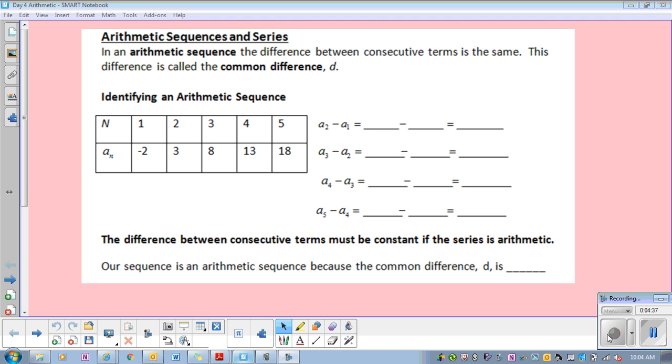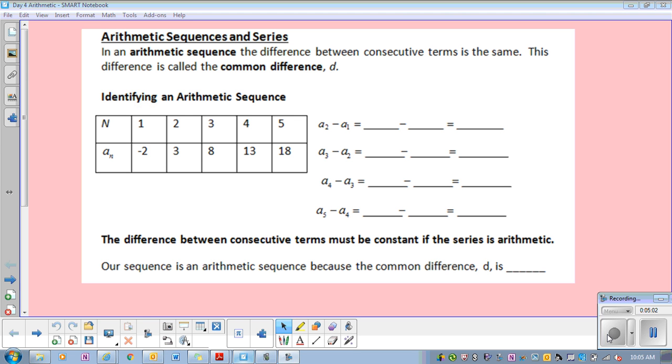So now let's go to our white sheet packet, regular notes. The first thing we're going to talk about is arithmetic sequences and series. So an arithmetic sequence, a sequence is when you have a list of numbers separated by a comma.